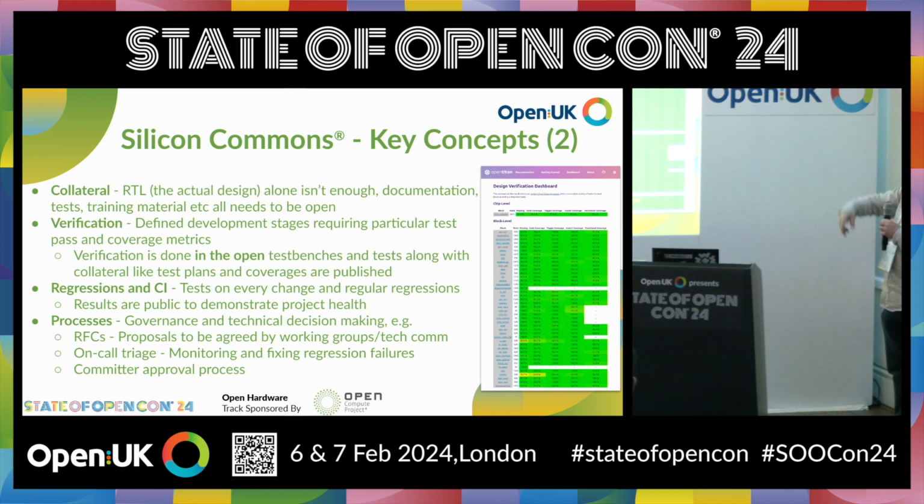And then we have dashboards. You can see one on the right-hand side here. This is the OpenTitan top-level design verification dashboard. We run regular regressions. There's currently a couple of OpenTitan regressions running a week. It runs, I think, over 40,000 tests. And then we publish all the results, and you can go on and have a look. And we've got our test pass rates and our coverage.